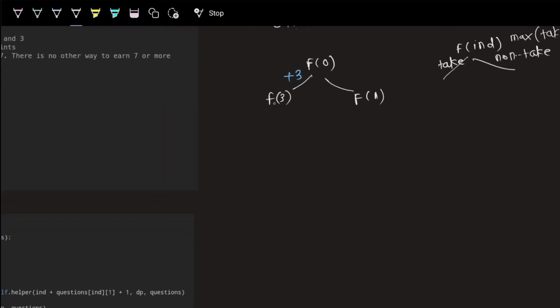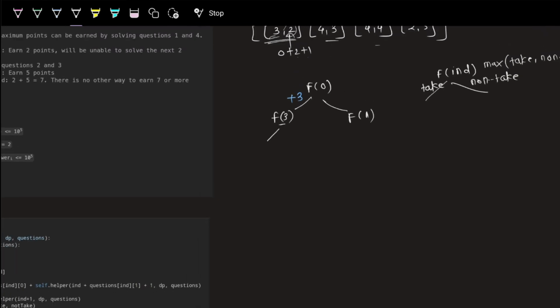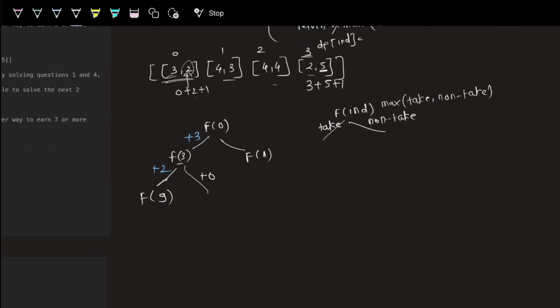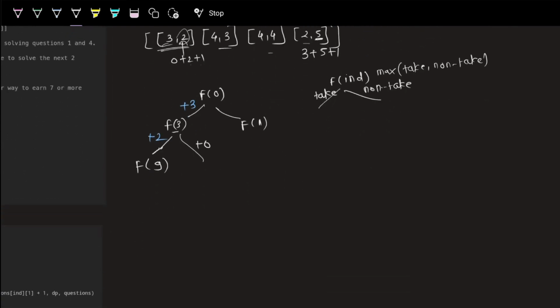Makes sense? Now let's try to solve only the left subtree, because that is what the recursion follows. It solves the left part first. So I have two choices now, whether to take it or not take it. I am here now. If I take it, how many points will I get now? Plus 2. Correct. And at what index will I go? F of 3 plus 5 plus 1, that is 9. And if I don't take it, I will get plus 0, because I am not taking it. This is non-take, and f of index plus 1, that is f of 4. I am going to the next index.